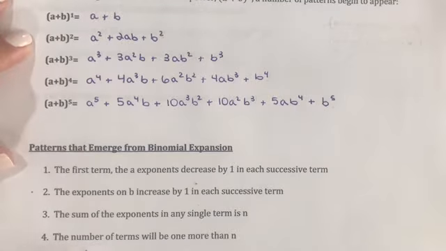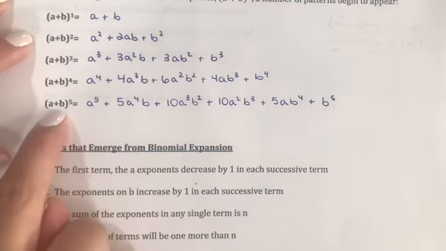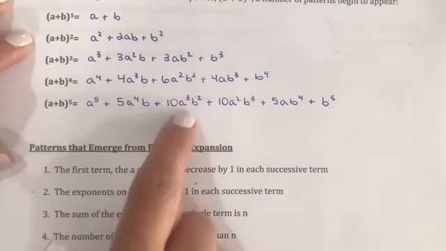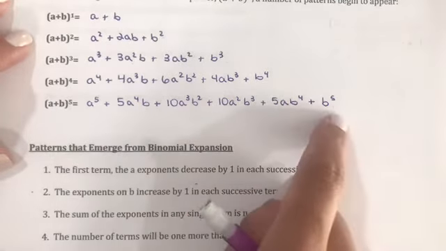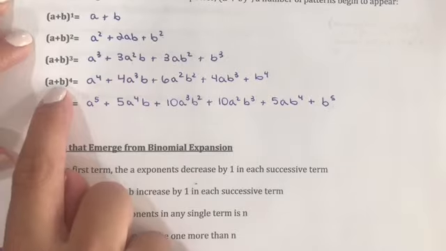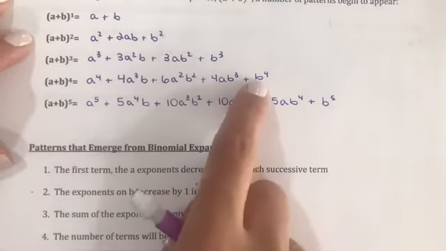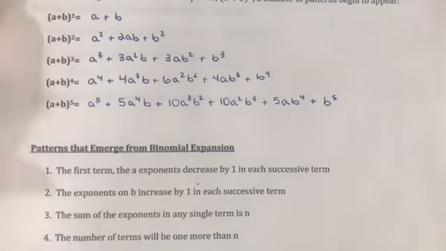And the total number of terms will be 1 more than n. So for example, I have n is 5. I have 1, 2, 3, 4, 5, 6 terms. N is 4. I have 1, 2, 3, 4, 5 terms. It's always 1 more. Okay.